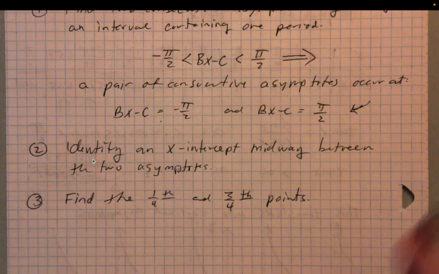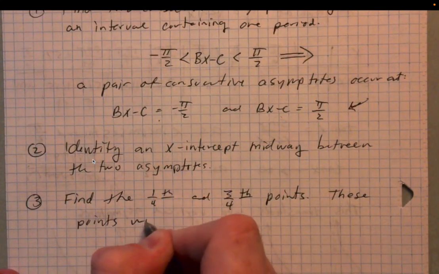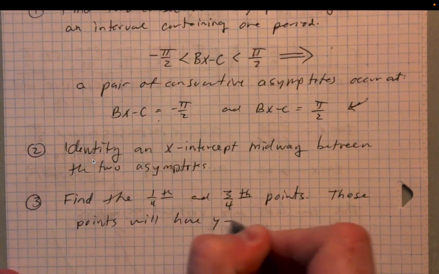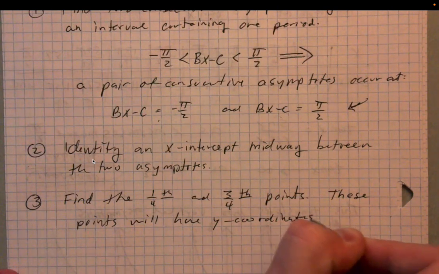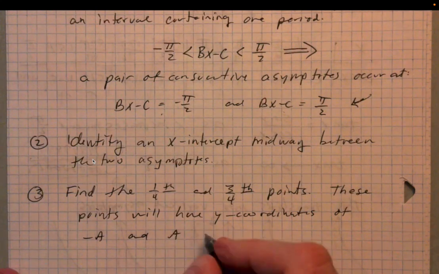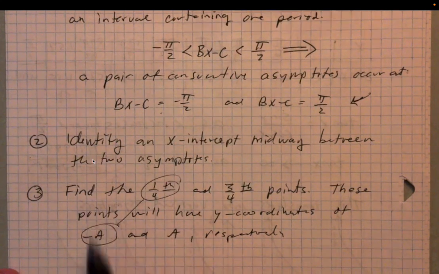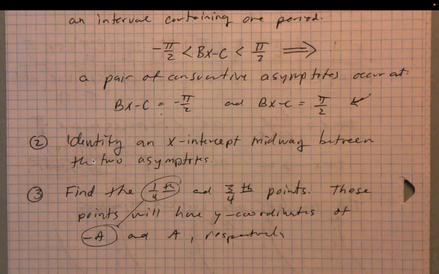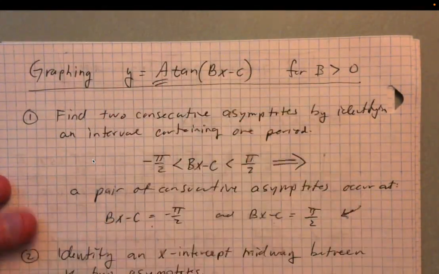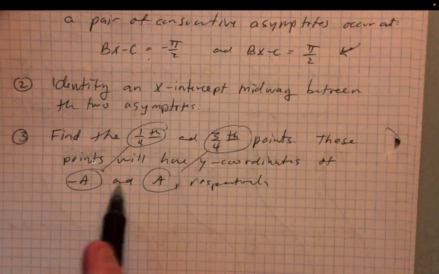Okay, these points are going to be kind of special because they will have y coordinates of negative a and a, respectively. Right, so the 1/4 point will have a y coordinate of negative a, and the 3/4 point will have a y coordinate of a, right? A being this guy right here. And that's going to tell you something about how steep the curve of the tangent function is.